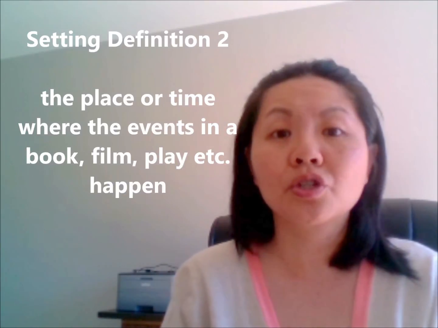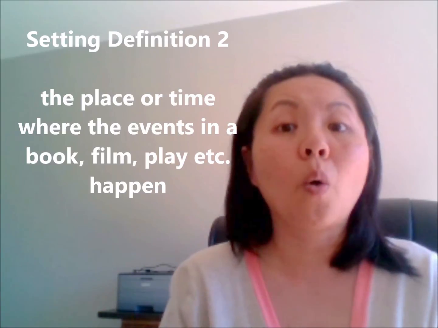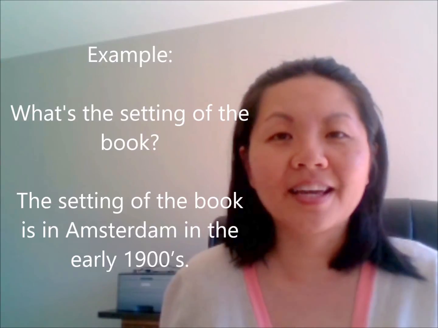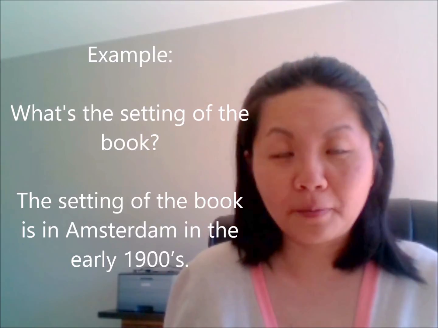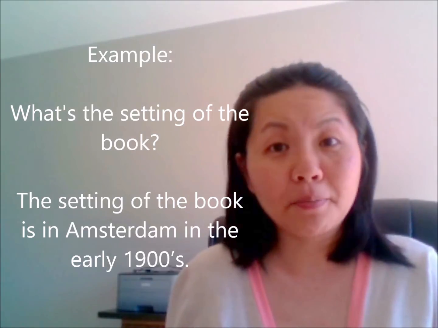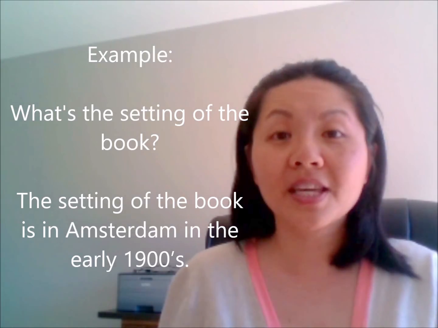Next, we're going to talk about setting that's used to describe the place or time where the events in a book, a film, a play take place, where it happens. So you might ask, what's the setting of the book? What's the setting of the film? Maybe the setting of the book is in Amsterdam in the 1900s. So these are the differences for these four words.